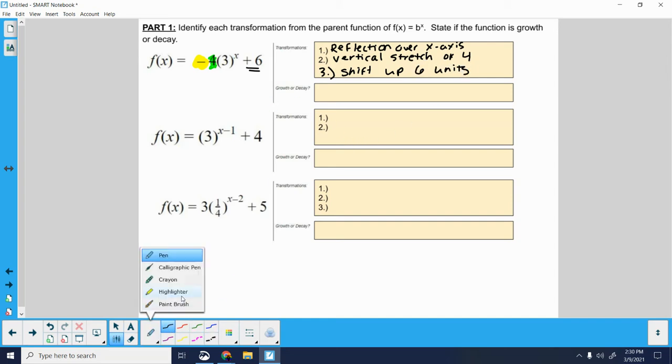And because the base is a number bigger than 1, 3 is the base and it's bigger than 1, that makes this function exponential growth.